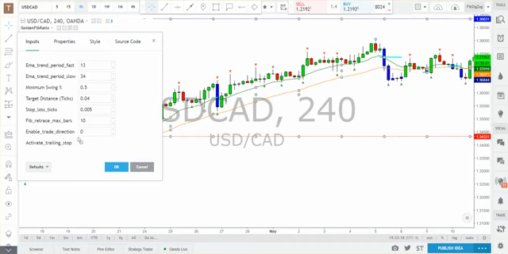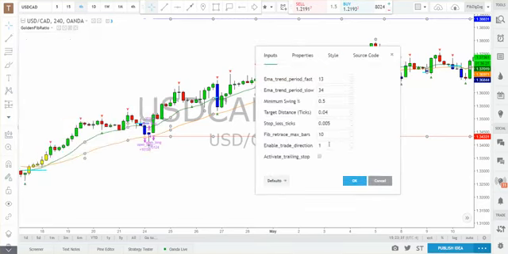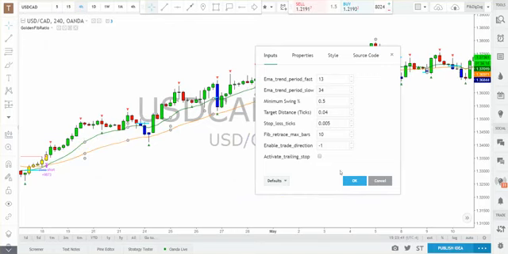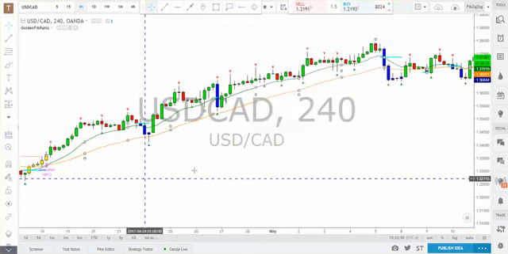This enable trade direction. Currently it's set to 0, meaning it will take both long and short trades. If you want, you can take long only trades, so it will only take long trades by setting this to 1. Okay, and it will only take short trades by setting this parameter to -1. As you can see, our long position disappeared. So I'm gonna keep that.